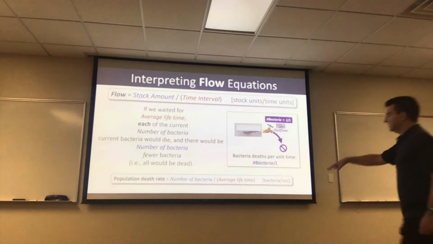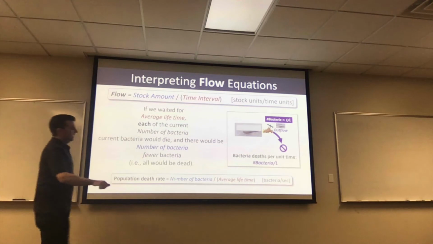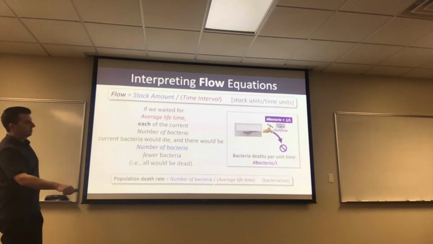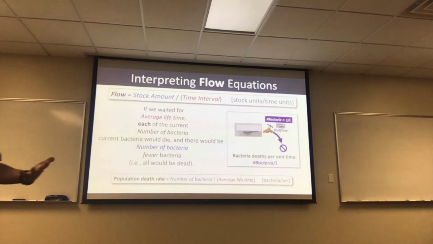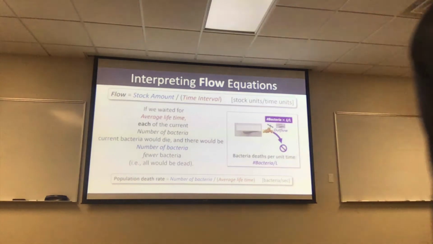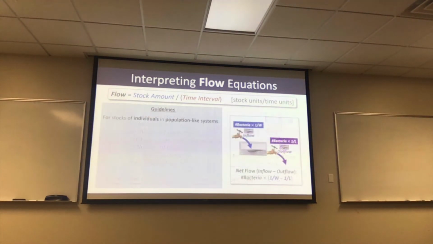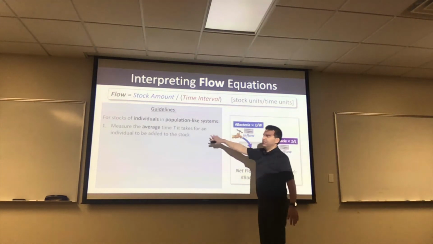And for population systems, the population death rate is normally going to be the number of individuals in the population divided by the average lifetime. That would work for Phoenix, that would work for the globe, that would work for a petri dish of bacteria. That's just the standard way to model the death rate in these population systems. So, guidelines for population systems: measure the average time it takes for an individual to be added.